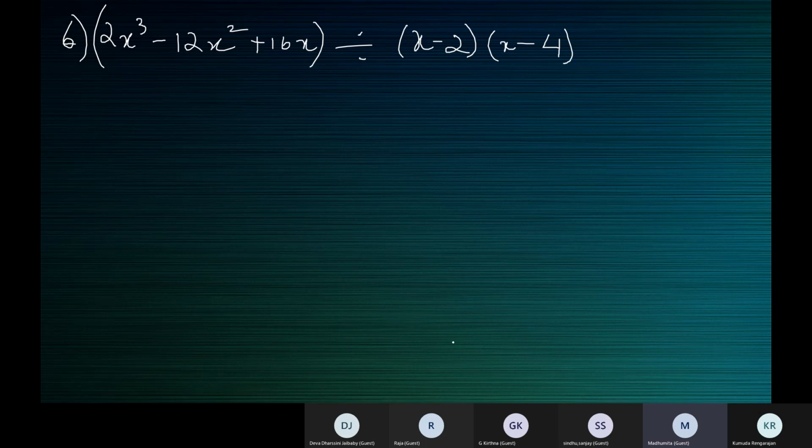Excuse me, ma'am, I have a doubt. Yes, Madhumita? Ma'am, can we write 2x cube as 2x square the whole power 1? x squared to the power 1 meaning? 2 into 1 will be 2 only, right? It won't be 3. Yes, ma'am. Yeah, you cannot.